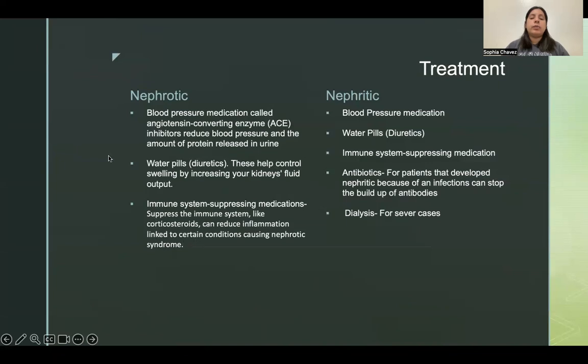And then, for nephrotic, because there is a buildup of antigens in the glomeruli, this suppresses the immune system, like corticosteroids can reduce inflammation linked to certain conditions causing nephrotic syndrome. As for nephritic, blood pressure medication also, and then water pills, diuretics, immune system suppressing medication, antibiotics, and dialysis for severe cases.